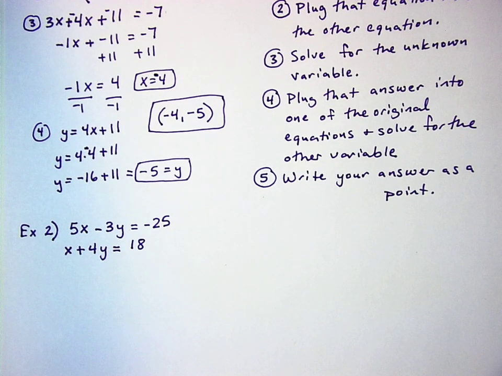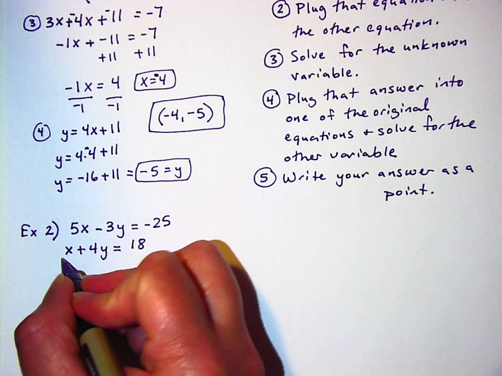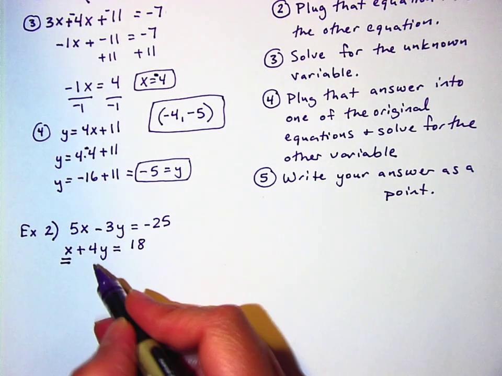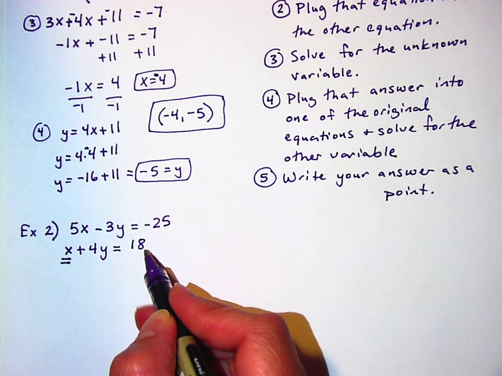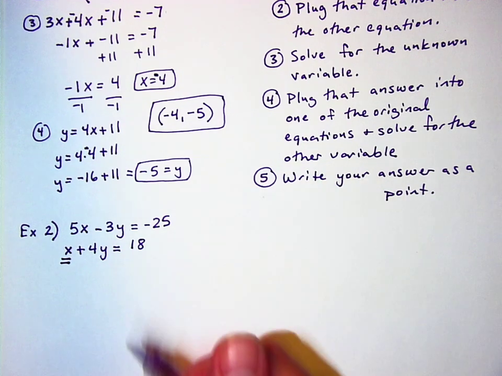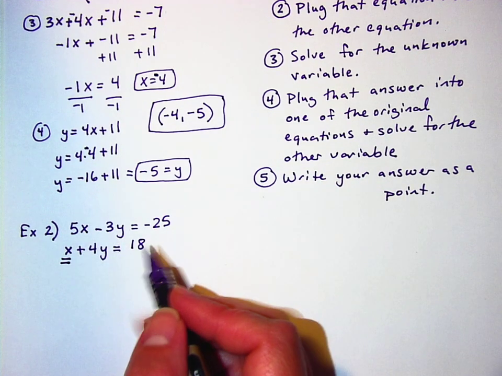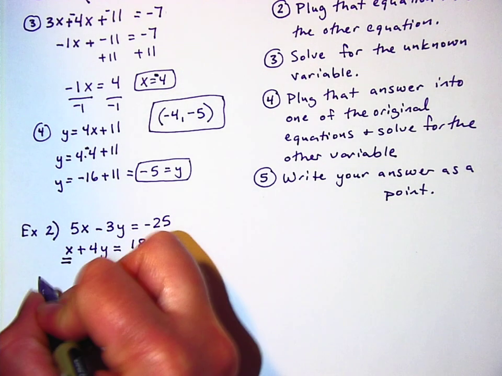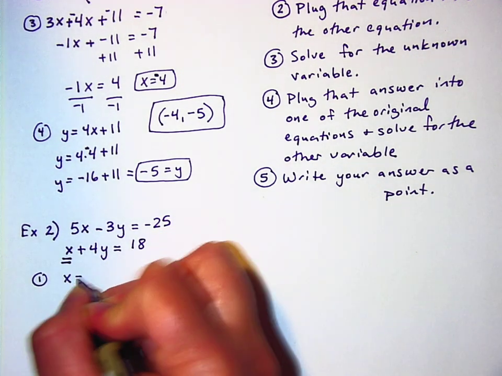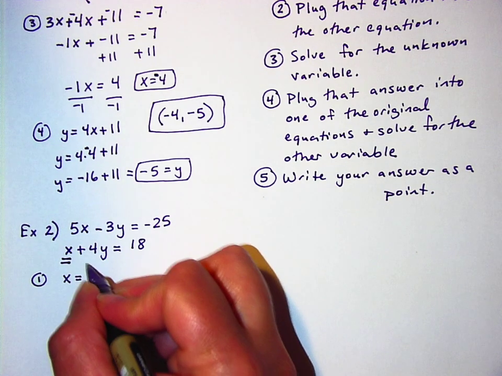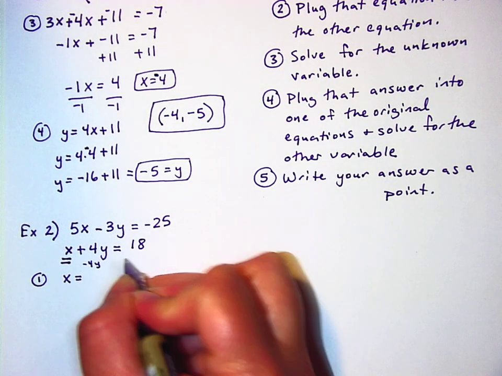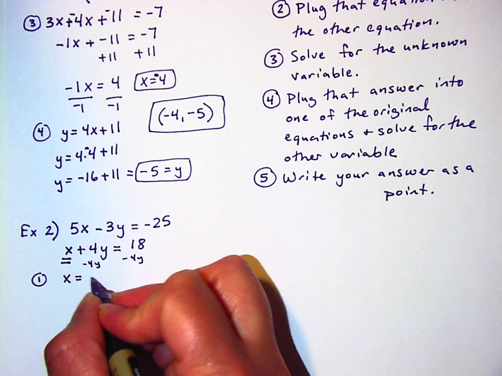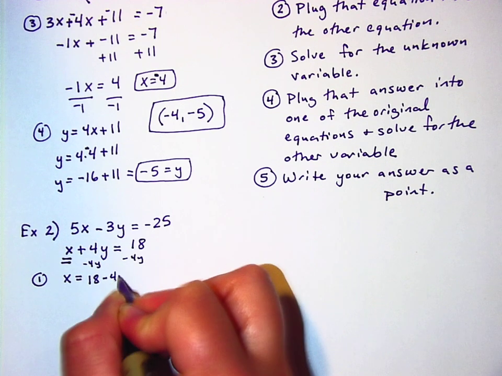But I'm a mathematician, which means I'm lazy, which means I'm going to pick the easiest thing to solve for right now. I think the easiest thing to solve for right now is this x right here, because I can just move that 4y onto the other side, and then get it by itself. Everything else I'm going to have to divide by something too, and then I probably get fractions, and that's messy and gross. So for step 1, I'm just going to get x by itself. So I'm going to subtract 4y from both sides. So I get x equals 18 minus 4y.